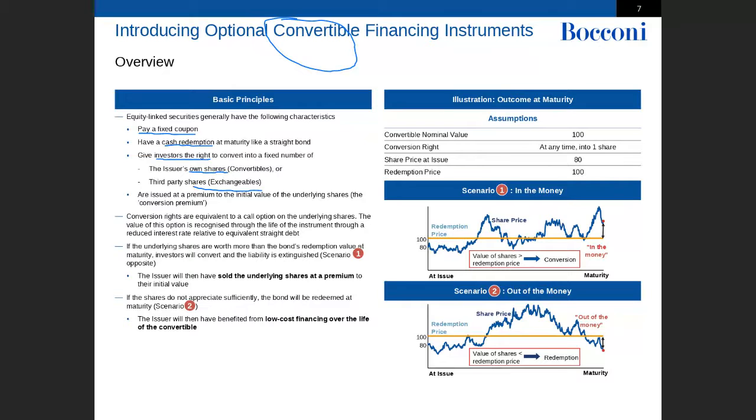And let's see the way it works. The bond has a nominal value. It has a conversion right that, anytime, you could potentially convert into one share. When you issue the convertible, the share price is 80, and the strike price, or otherwise called the redemption price, is 100.